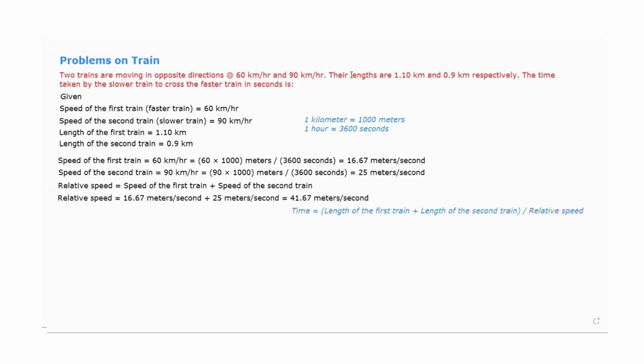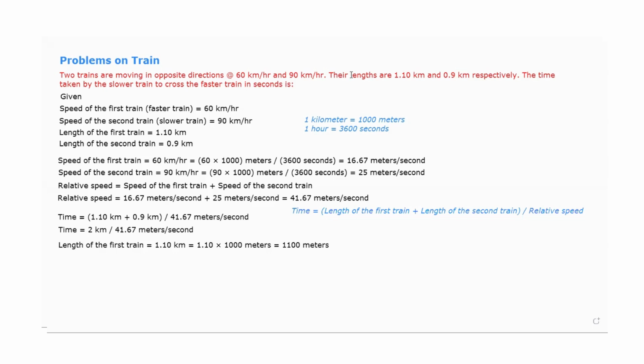Time equals (length of the first train plus length of the second train) divided by relative speed. Time equals (1.10 kilometers plus 0.9 kilometers) divided by 41.67 meters per second. Time equals 2 kilometers divided by 41.67 meters per second. Converting the length of the trains to meters, length of the first train equals 1.10 kilometers equals 1.10 times 1000 meters equals 1100 meters. Length of the second train equals 0.9 kilometers equals 0.9 times 1000 meters equals 900 meters.